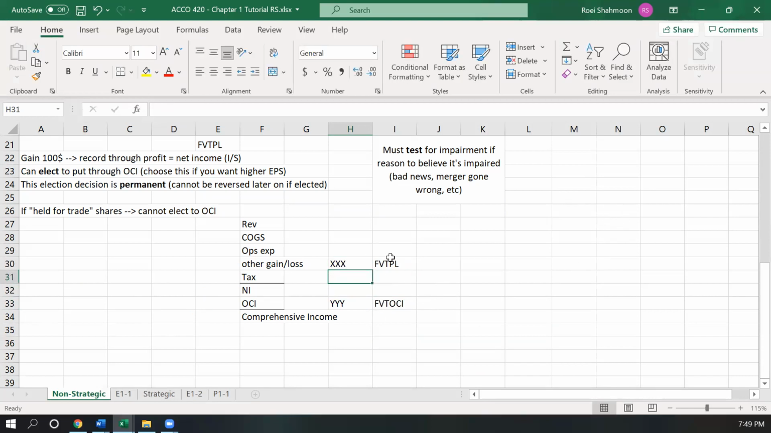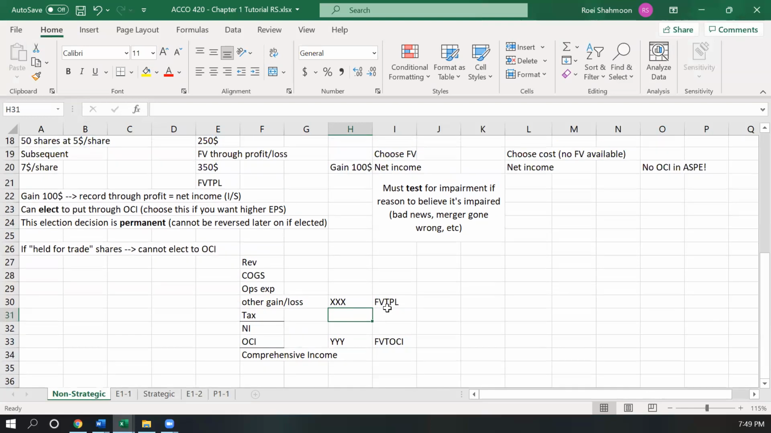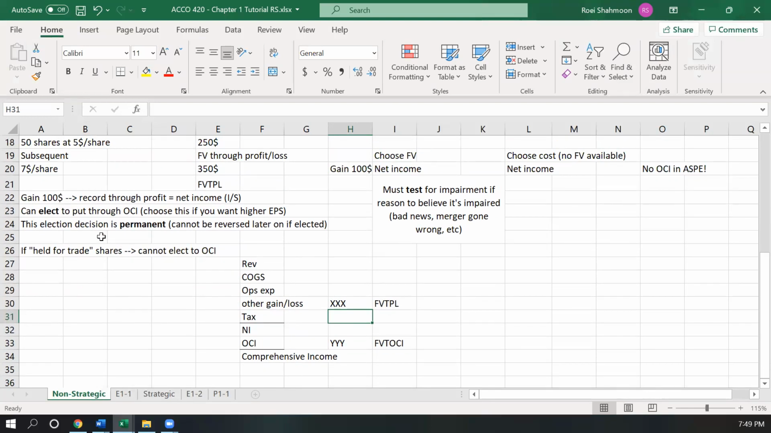That's the only difference between these two methods. Now, why would anybody ever want to do this? Why would I want this gain to go into my OCI? Well, you wouldn't specifically want your gains to go to OCI, but what about losses? The way you have to think about this is you want to have a higher EPS, earnings per share. Your earnings per share are based on your net income. So I want the highest net income possible. If I have gains, I want to put them right here.